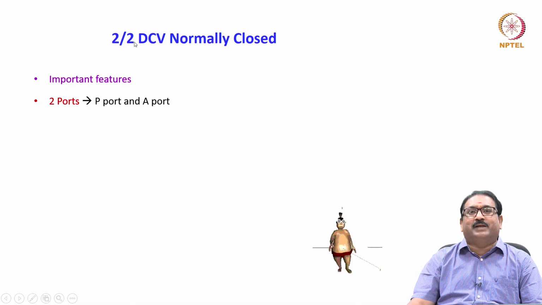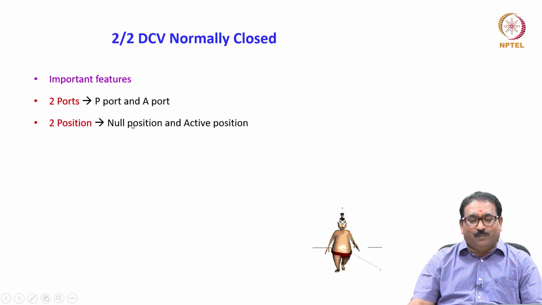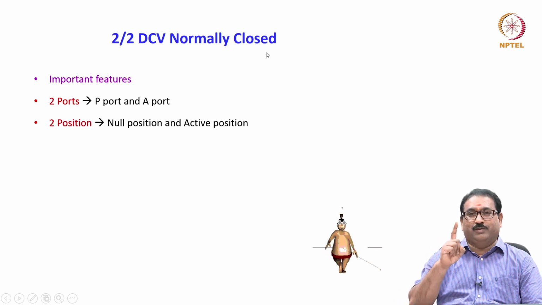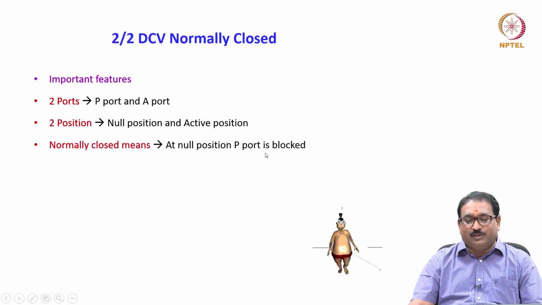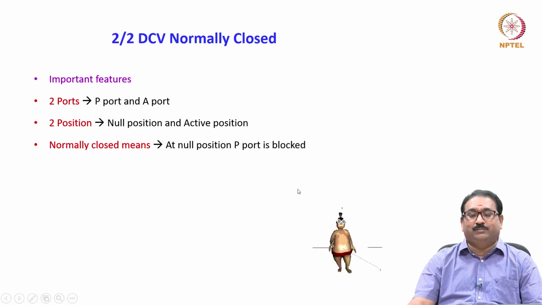Then down to represent the position. First position, whether P is off or P is on, meaning 2 positions, null position or active position. And then normally closed means what, friends? It is related to the pressure port. In the null position, P is open or closed, here closed. Normally closed means at null position, the P port is blocked. Please understand these important features whenever you are discussing the 2 by 2, 3 by 2, 4 by 2, whether it is normally open or closed.